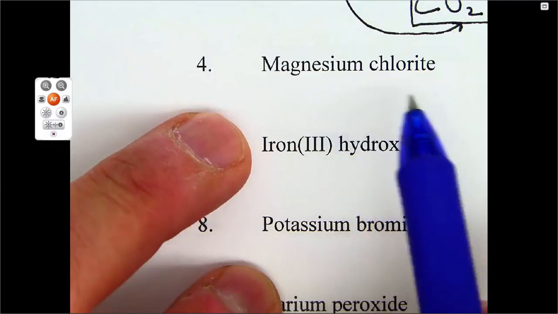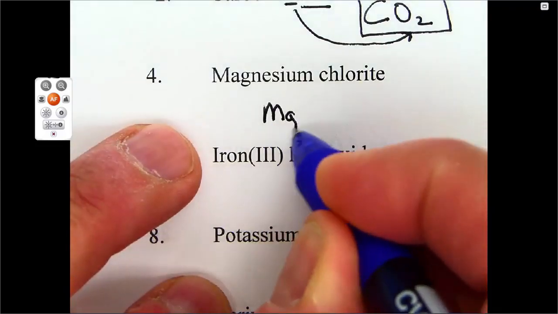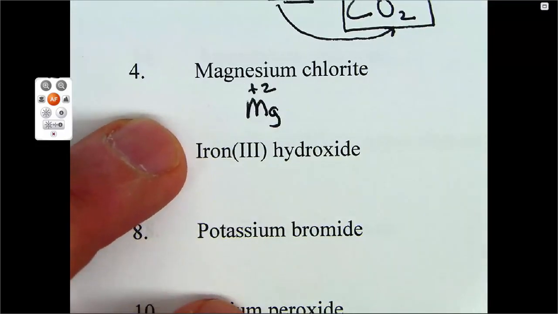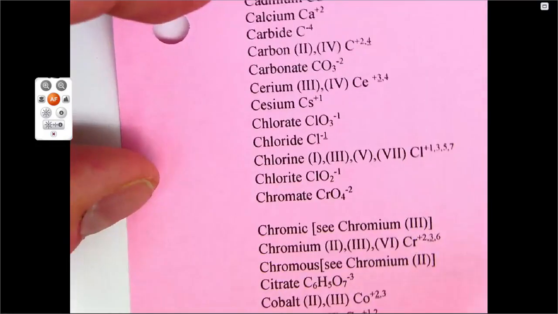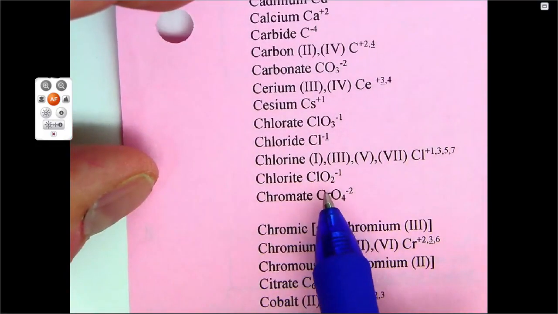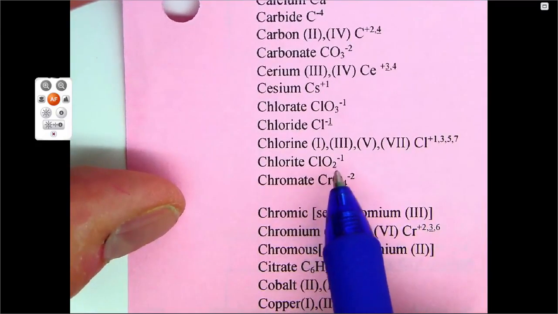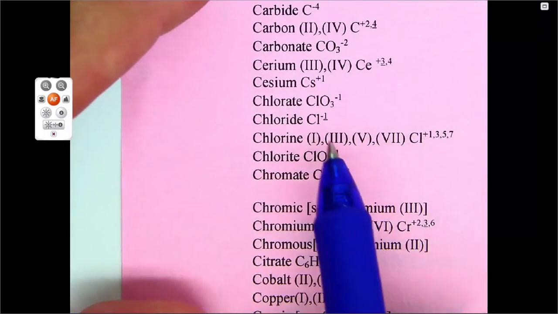Now, magnesium chlorite. Magnesium is Mg +2. Chlorite, we look it up on our pink sheet. We have ClO2 -1. Chlorite or chlorate? Yep, chlorite. There's chlorate up here. It's just clarifying. Chlorite. ClO2 -1.